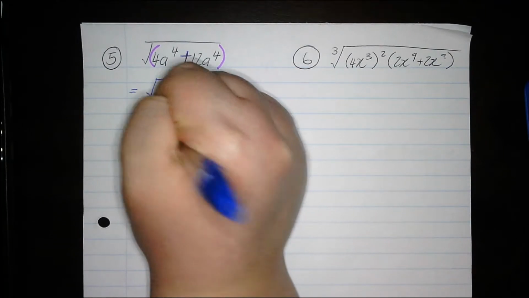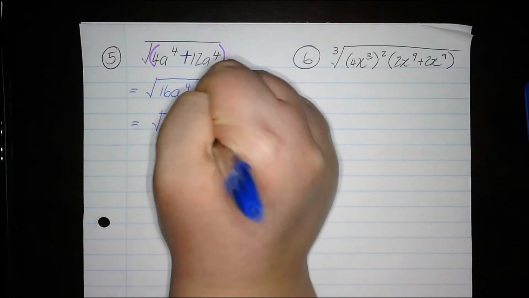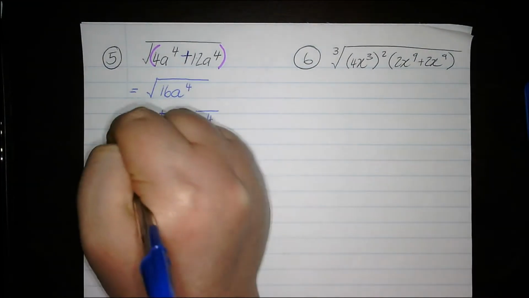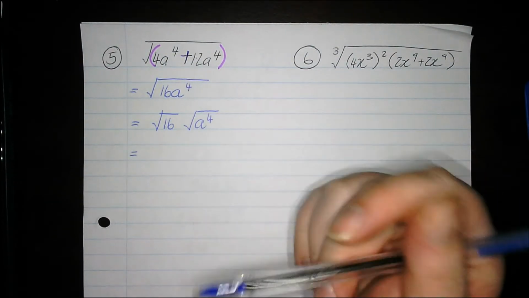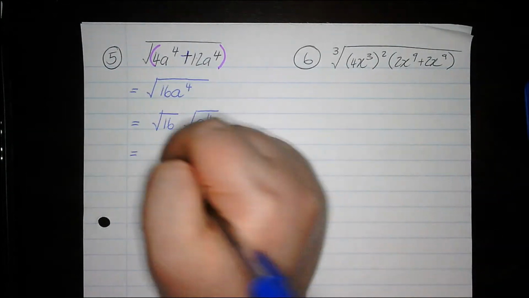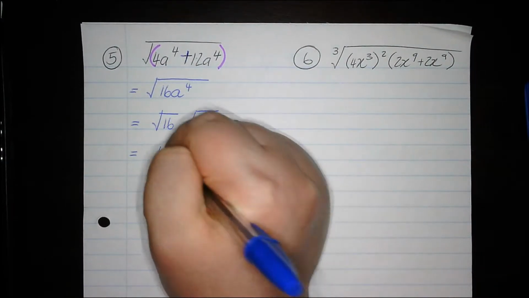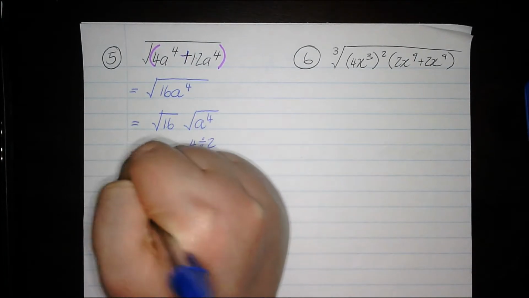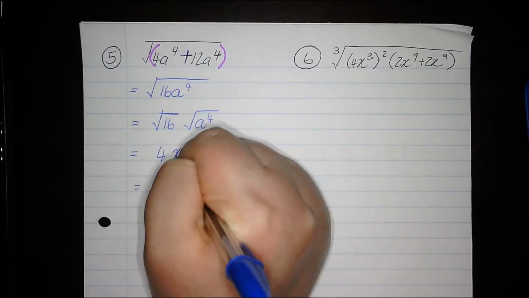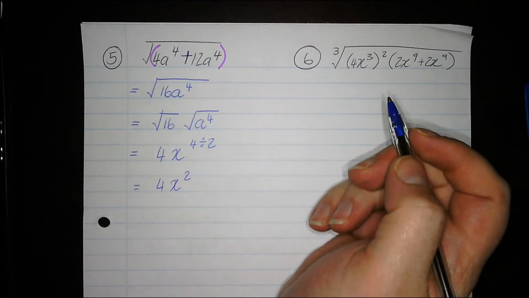The square root of 16 and the square root of a to the power 4. The square root of 16 is not 16 divided by 2. It's the square root of 16, which is 4. And divide the exponent by 2. So that gives us 4a squared.